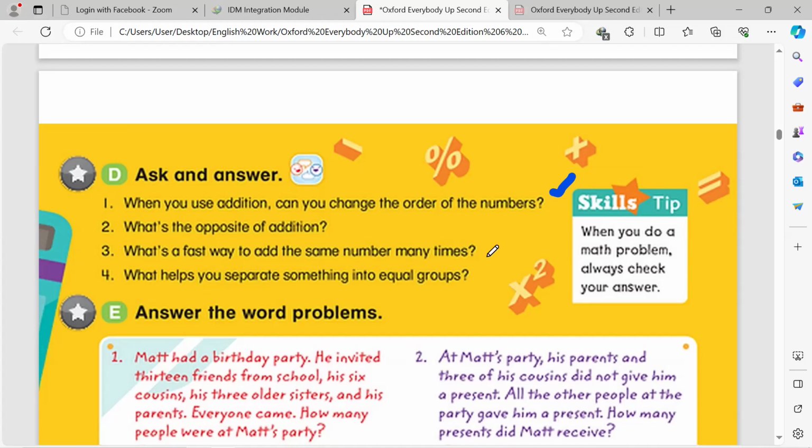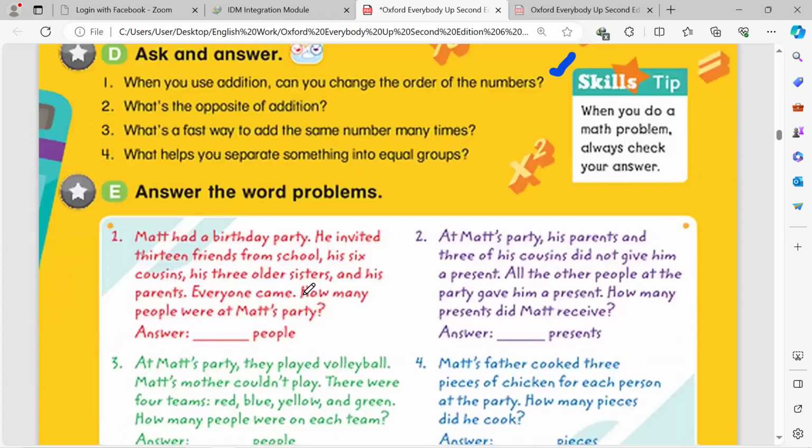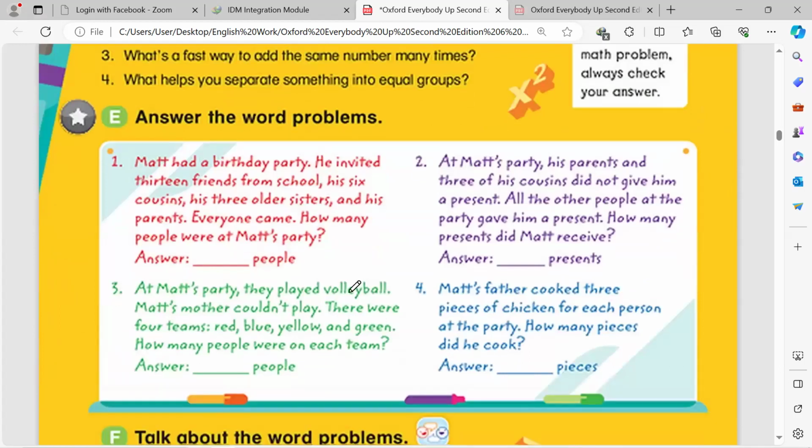Number 3: what's the fast way to add the same number many times? Multiplication. Instead of adding one by one, you multiply. And then, what helps you separate something into equal groups? Division.